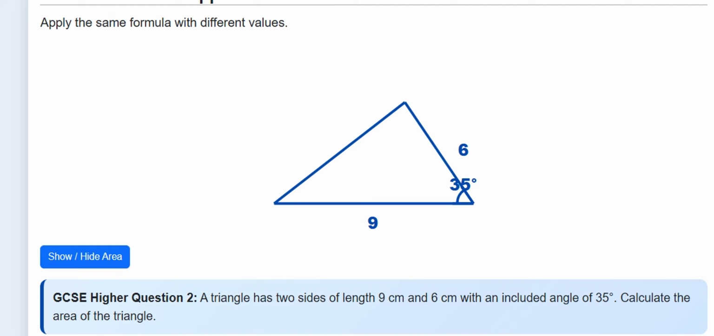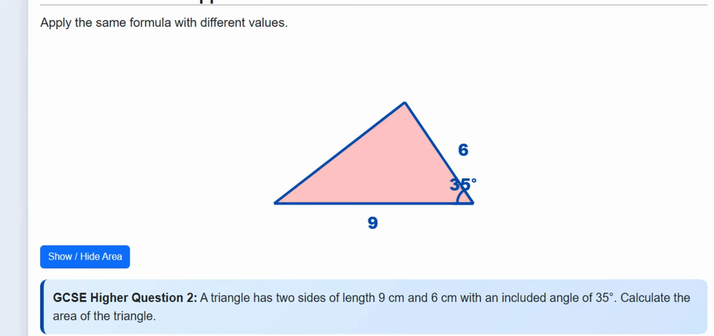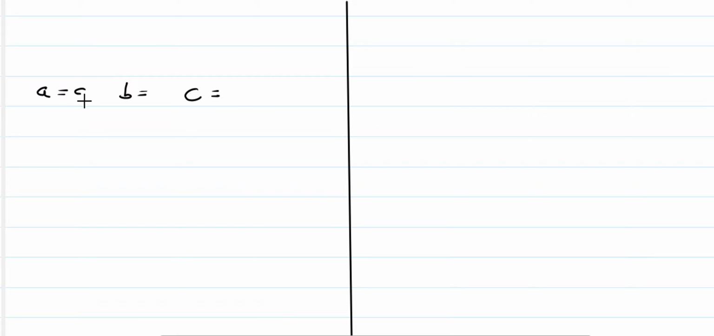In this example, we are told a triangle has two sides of length 9 cm and 6 cm with an included angle of 35 degrees. Calculate the area of the triangle. And here, of course, the area is that one. Then we have two sides, A and B, then we have an included angle. So A is 9, B is 6, and C, which is the angle, is 35 degrees.